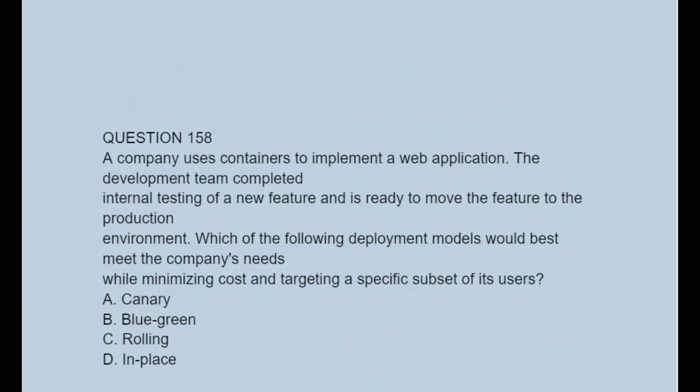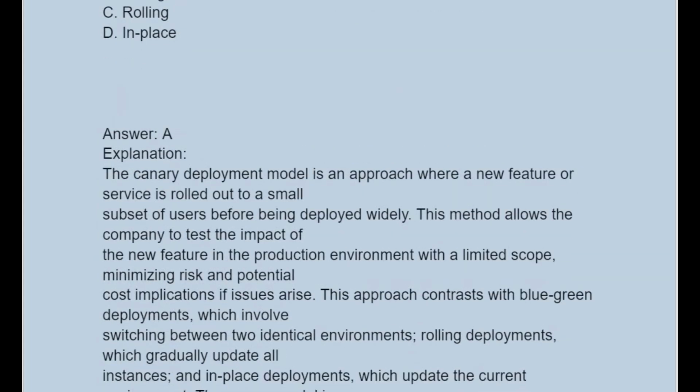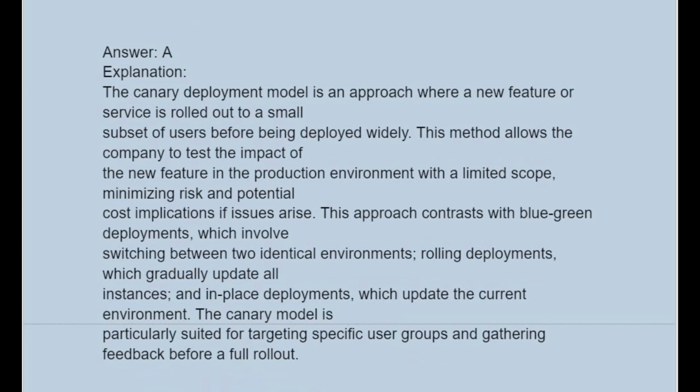Question is, a company uses containers to implement a web application. The development team completed internal testing of a new feature and is ready to move the feature to the production environment. Which of the following deployment models would best meet the company's needs while minimizing cost and targeting a specific subset of its users? Option A canary, Option B blue-green, Option C rolling, Option D in place. Correct answer is option A.